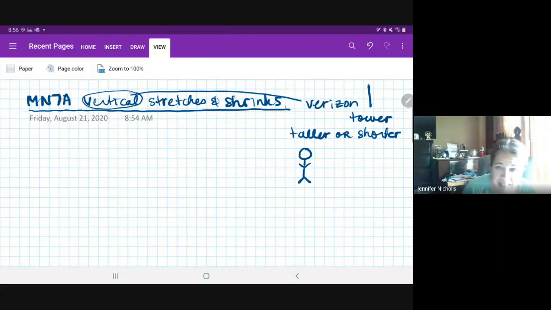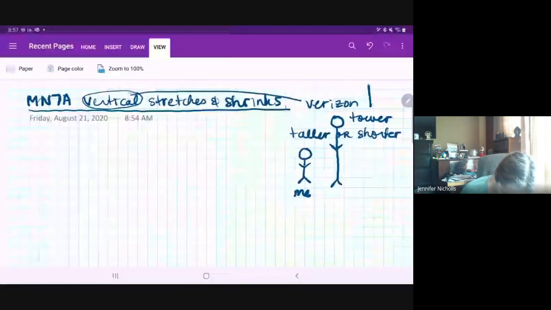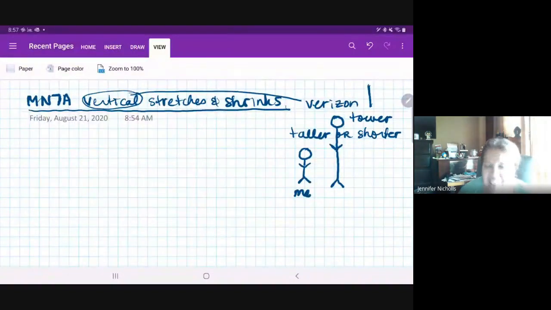Okay, so imagine me, that's me. I'm not a very good artist. You can put me, that could be you or me, whatever. Now, if you got taller, if I got taller, say by double, my arms and legs stayed the same. This is kind of cool with stick figures. Do you see how your arms and your legs stayed the same? Your head stayed the same, you just got taller.